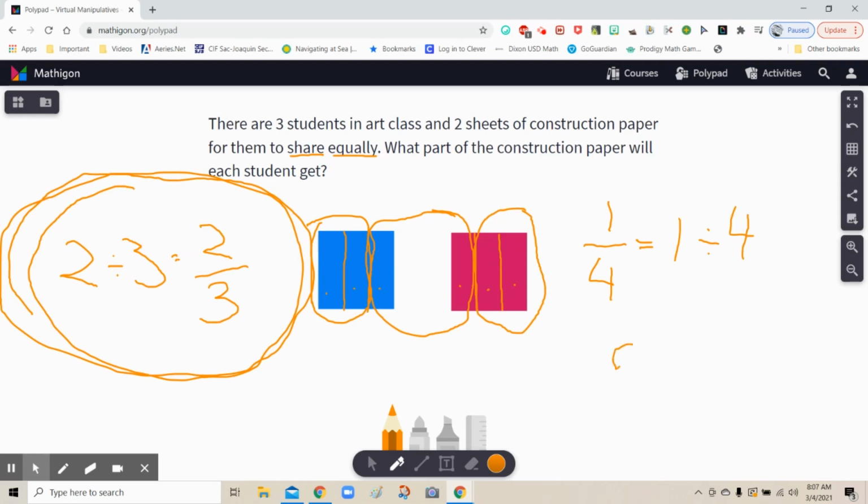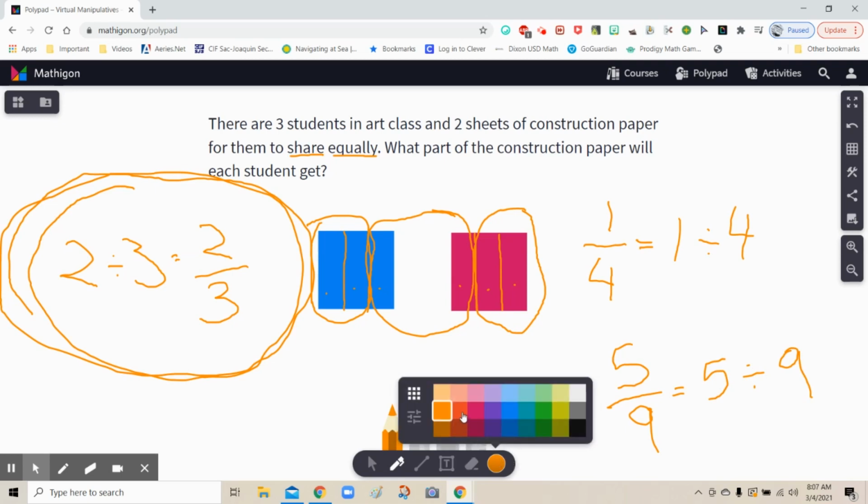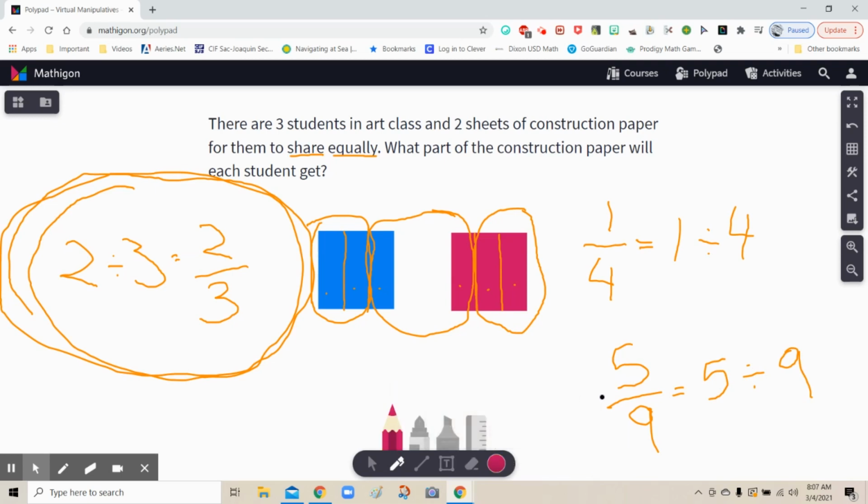For example, 5/9 would be the same as 5 divided by 9. The fraction bar means divide. It's the same meaning as the division symbol. 5/9 means 5 divided by 9. So that is the relationship.